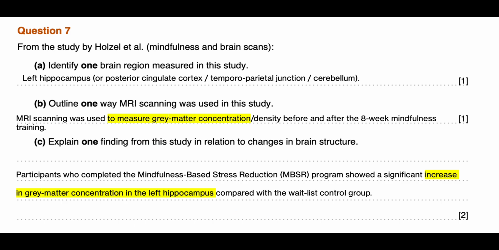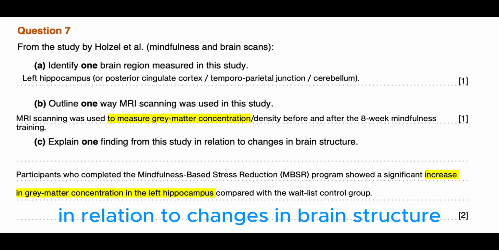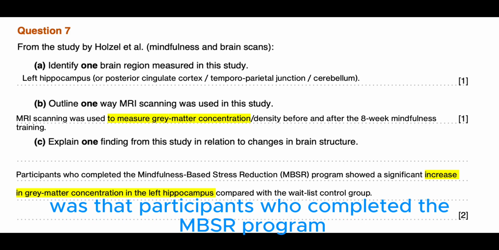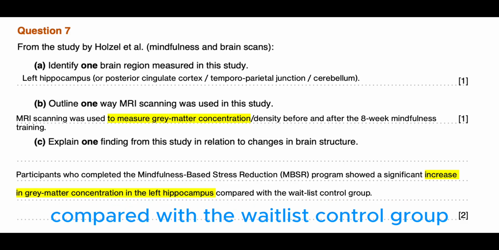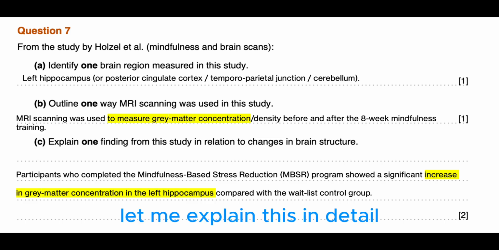C. One finding from this study in relation to changes in brain structure was that participants who completed the MBSR program showed a significant increase in gray matter concentration in the left hippocampus compared with the waitlist control group. Let me explain this in detail.